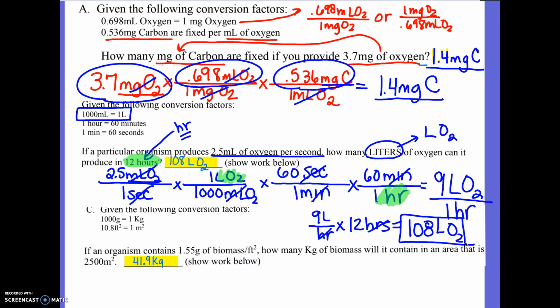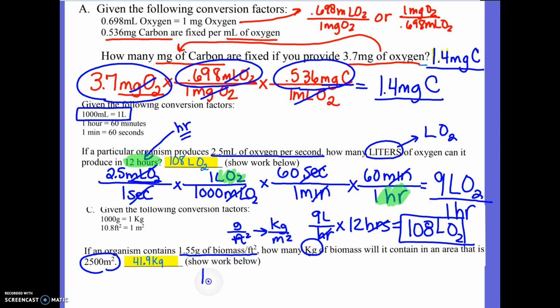The last question is very similar to this one. So I have my conversion factors. An organism produces 1.55 grams of biomass per square foot. How many kilograms of biomass will it contain in an area that is 2,500 square meters? So my first step is I need to convert grams per square foot into kilograms per square meter.